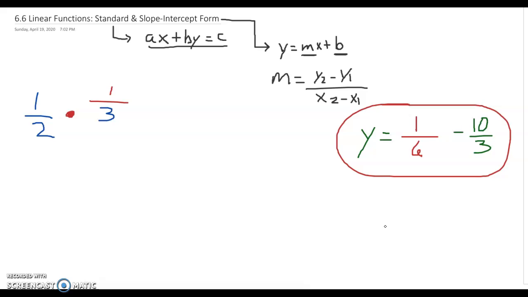That's what you're going to do when you try to figure out the slope-intercept form, or convert standard form into slope-intercept form.